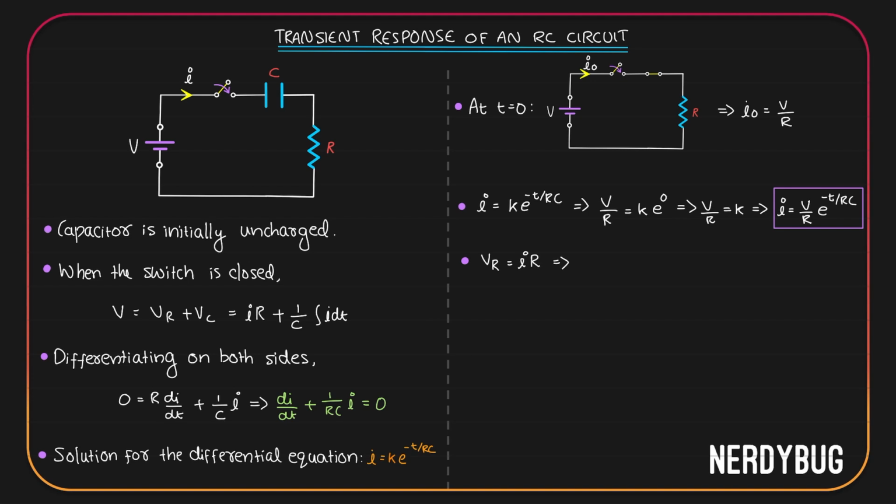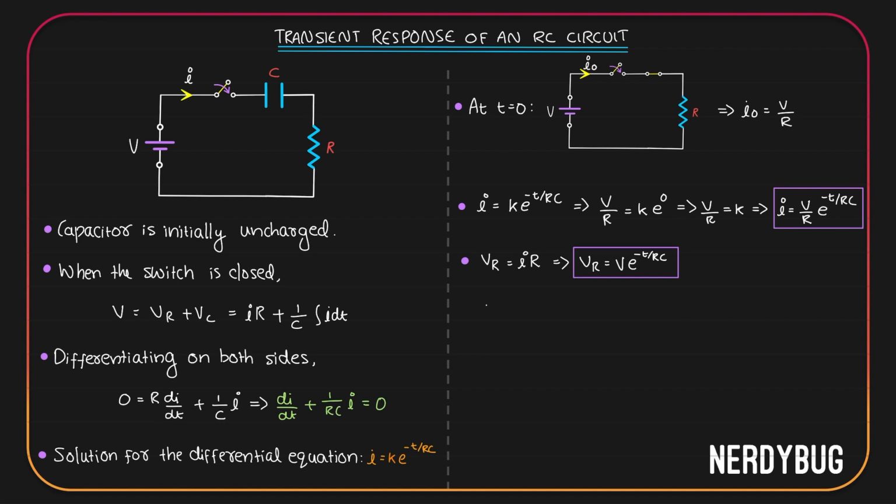So here we can write VR is equal to I, which is V by R multiplied by e raised to minus t by RC. We have to multiply this by R. R and R get cancelled. So VR is V e raised to minus t by RC.